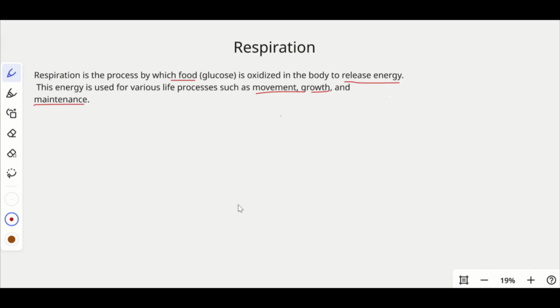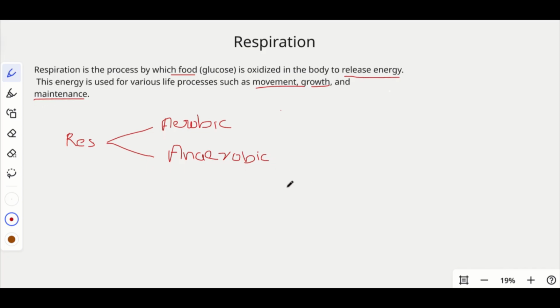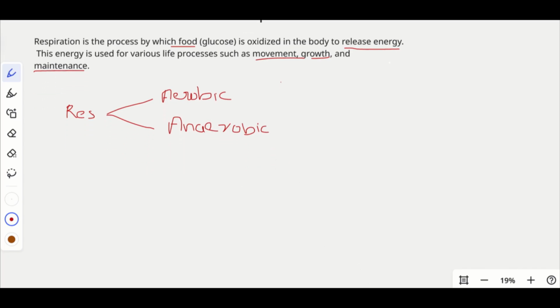While we are discussing respiration, we have to learn about the types. How many types are there? There are two types of respiration: aerobic respiration and anaerobic respiration. We have to learn these two in detail, so let's start with aerobic respiration.